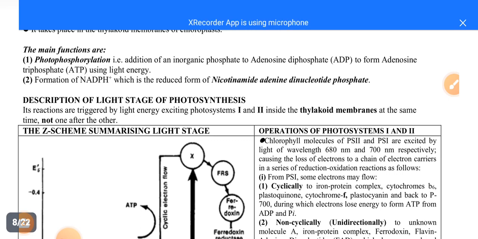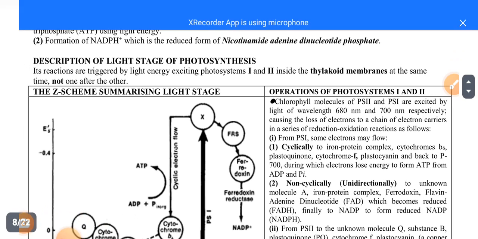Not forgetting that photosystem 1 and photosystem 2 get excited by light of different wavelengths: around 680 nanometers for photosystem 2, and 700 nanometers for photosystem 1, or PS1. Then let us look at the Z scheme, summarizing the light stages.